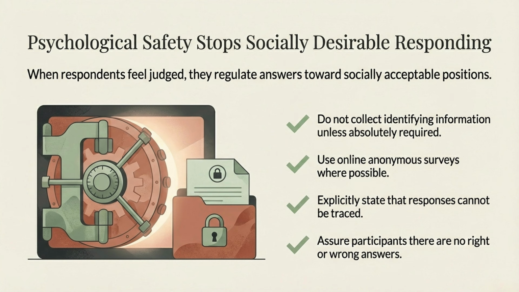So physical data collection does not always give a large amount of original feelings or original data, which is what we practically expect. So the best practice is not to collect identifying information like names, emails, phone numbers unless it is absolutely required. And you can use online anonymous surveys where possible and explicitly state that responses cannot be traced. This step alone will reduce socially desirable responding significantly.